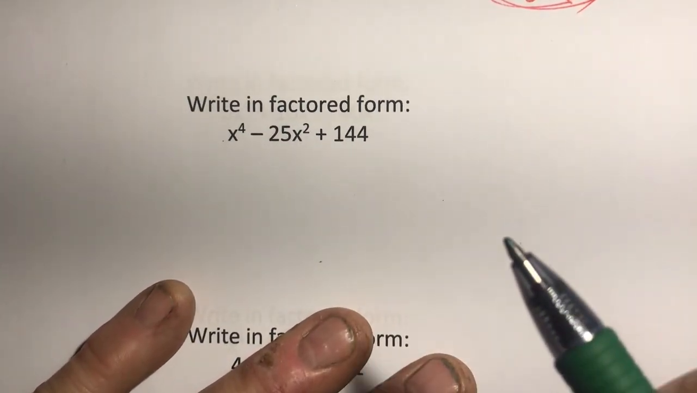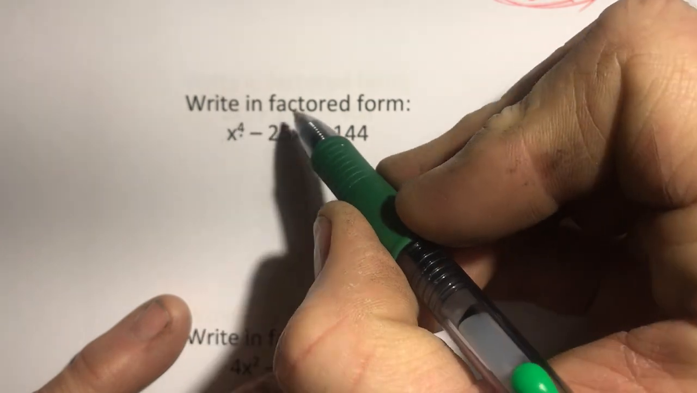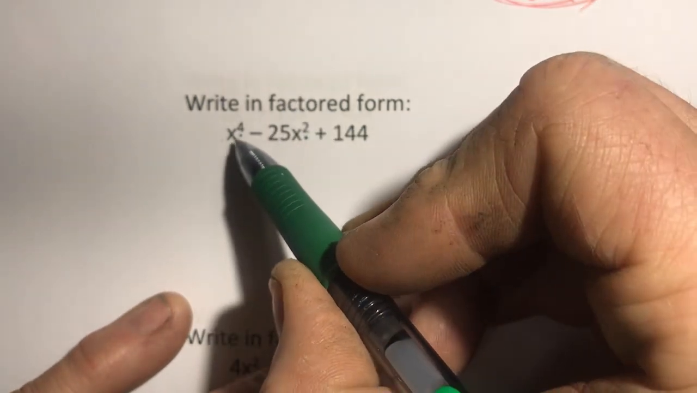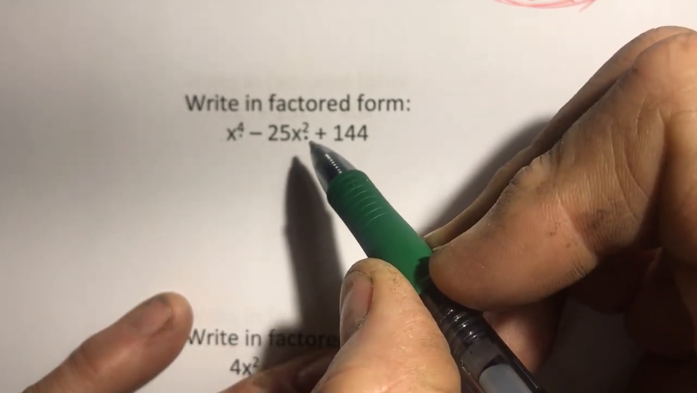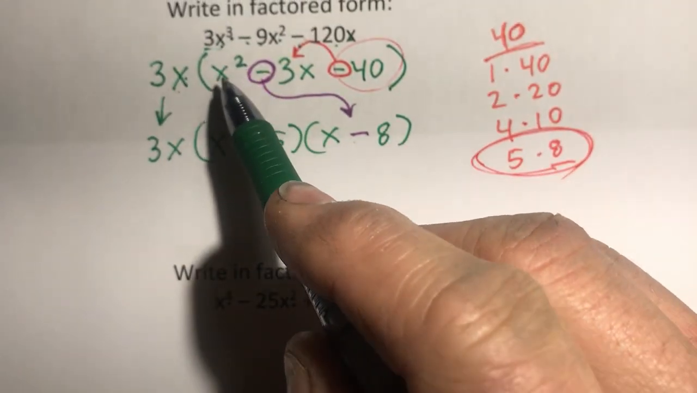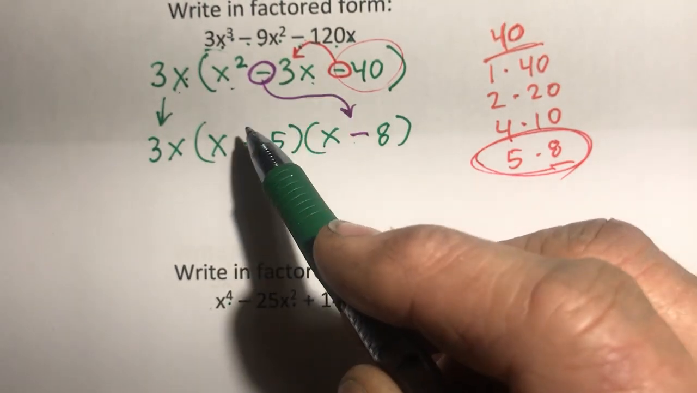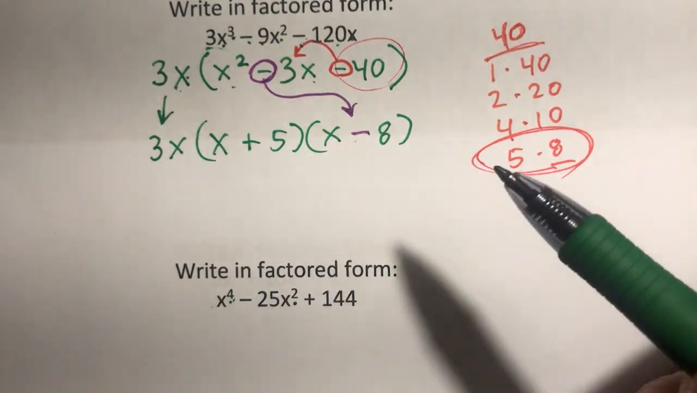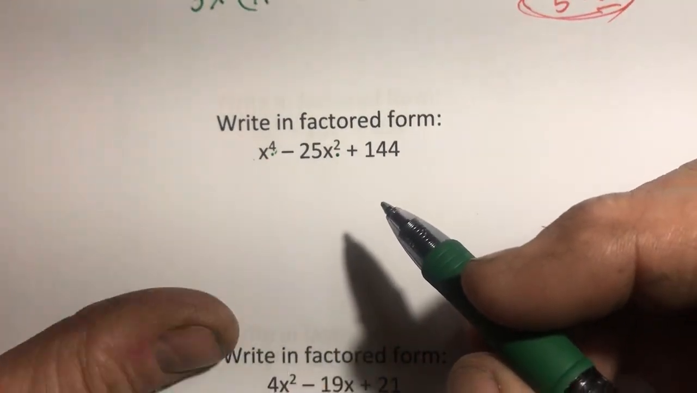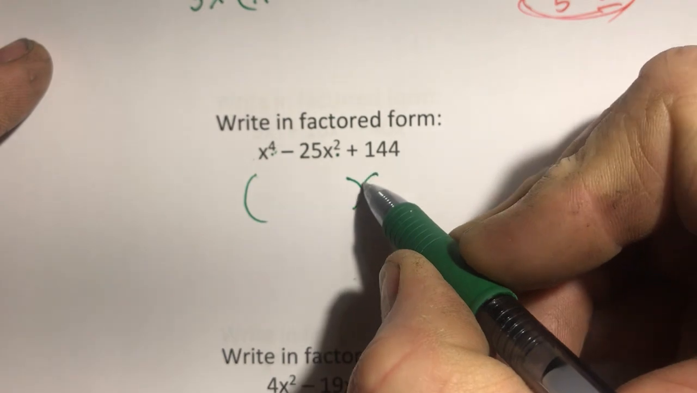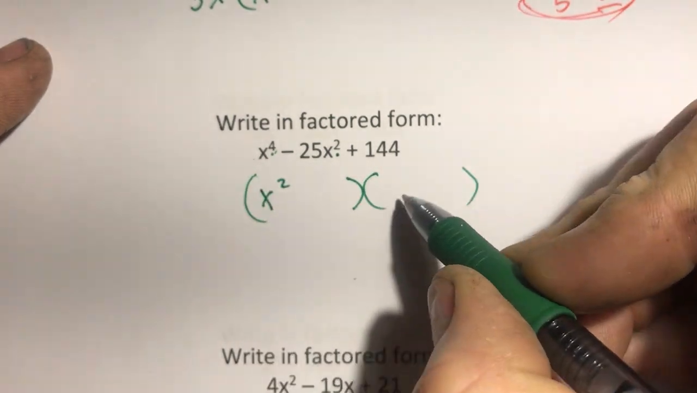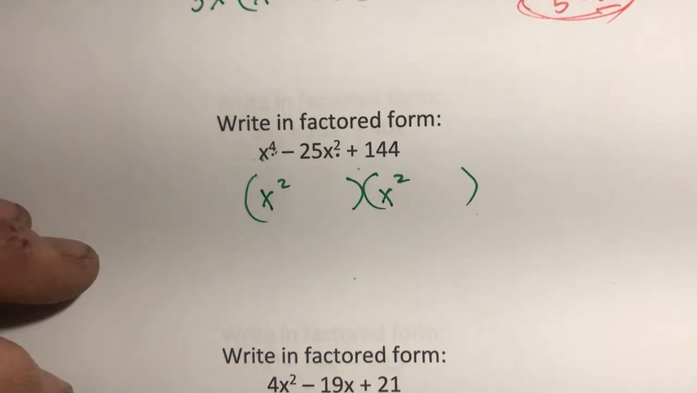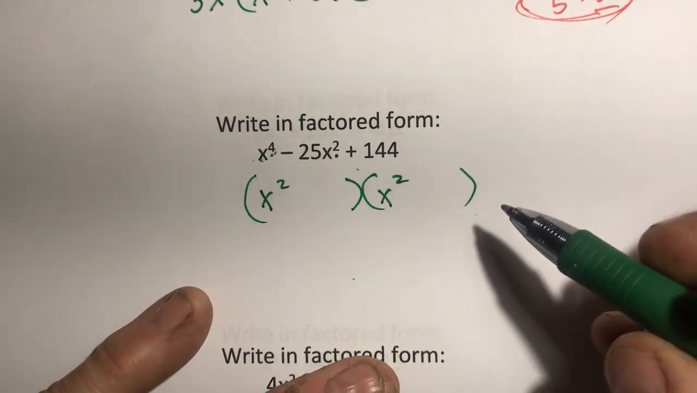One thing I do notice, this is x to the fourth and this is x squared. So my exponents are doubled compared to what they normally are. Normally we have x squared and an x term. Well, this is x to the fourth, which is doubled, and this is x squared, which is doubled. So that means when I factor this out, I'm going to have an x squared and an x squared, because these are doubled. All right, we do the same thing we did in the previous problem.